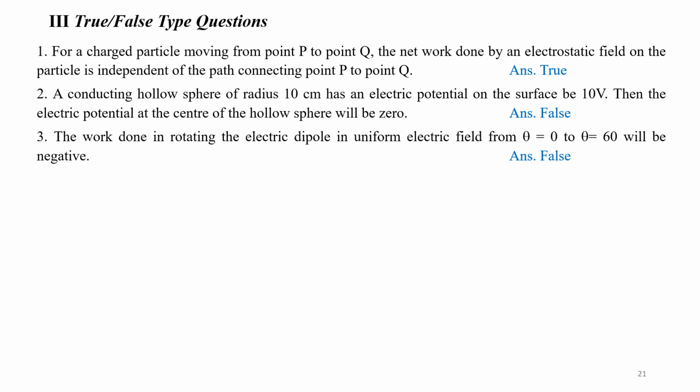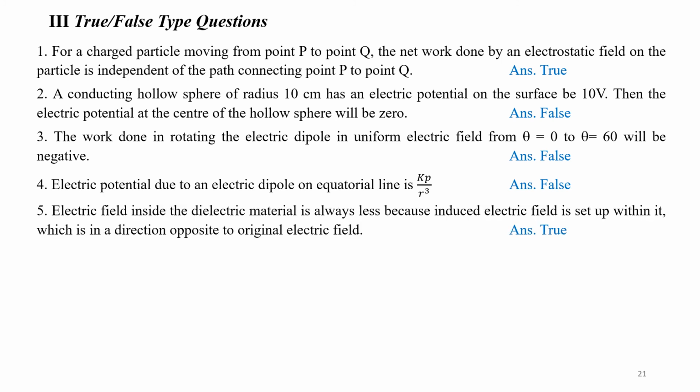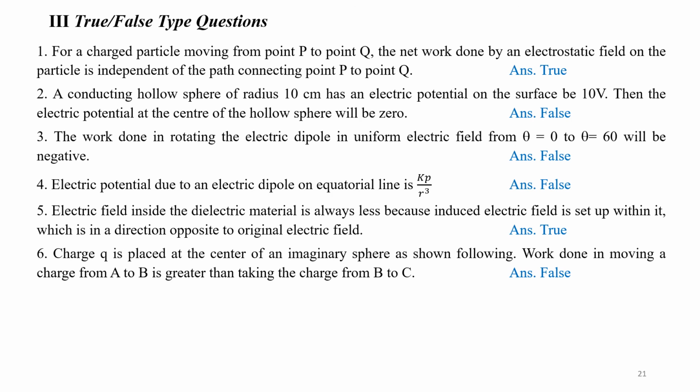Statement 3. The work done in rotating the electric dipole in uniform electric field from 0 to 60 degrees will be negative. No, it is wrong. It will be positive. This is false. Fourth, electric potential due to an electric dipole on the equatorial plane is kp divided by r squared. This is wrong. Electric potential inside the dielectric material is always less because an induced electric field is set up within, which is in a direction opposite to the electric field. That is true.